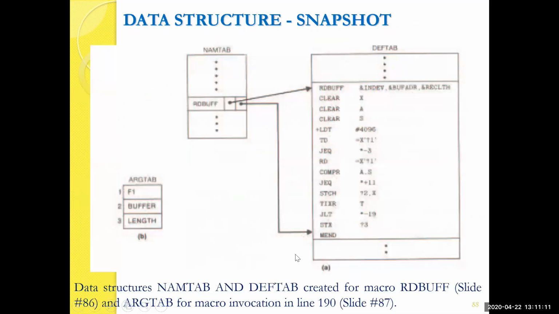So you may see the data structures here. Name table contains the name of the macro rdbuff. The prototype, that is name and parameters, appears as a first line in the definition table. Following that, statements from clearx to amend are entered and 2 pointers are set to the beginning and end of the macro definition. All occurrences of inrep is replaced with question mark 1, buffer address with question mark 2, and record length with question mark 3.